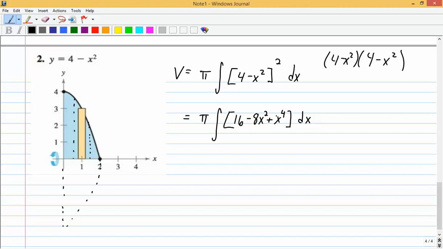Now my boundaries, my upper and lower boundaries on my integral, come from x values. So this is the smallest x value, so 0. And then what's the largest x value? 2. Alright, and so now integrate that.